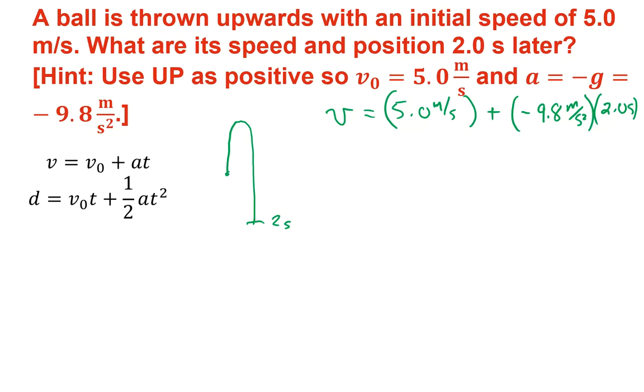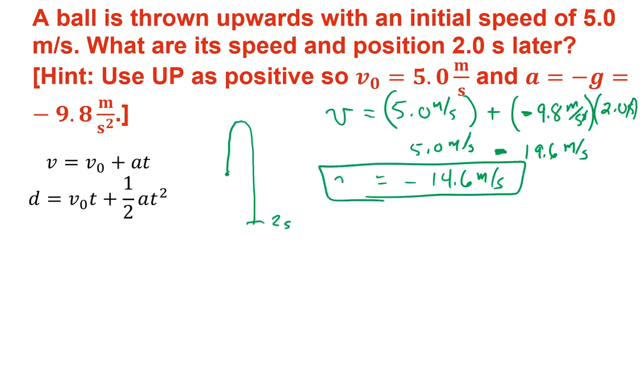And so as I was working through with other people, 2 times 9.8 is 19.6. Got to keep the minus sign because of this minus sign here. Looking at the units, 1 second cancels, so I'm left with meters per second there. This was still 5.0 meters per second. So 5 minus 19.6 is minus 14.6 meters per second. So there's my speed at 2 seconds.